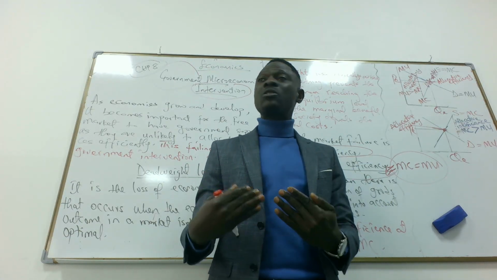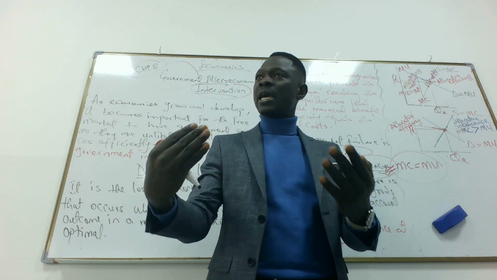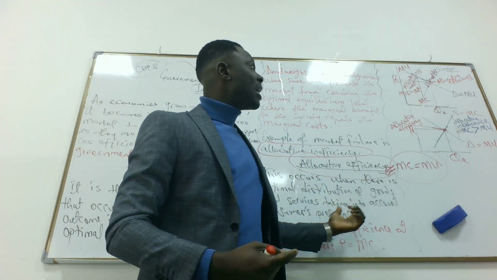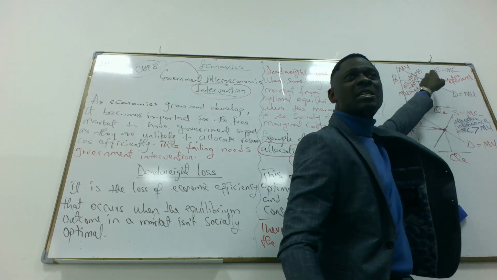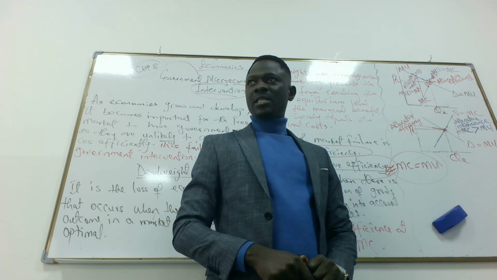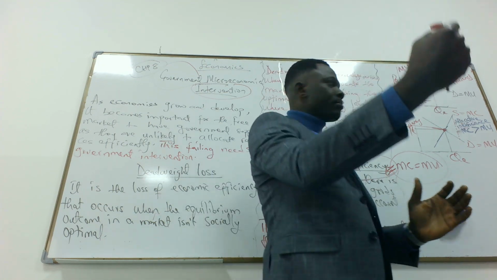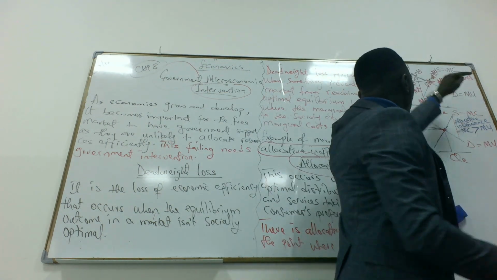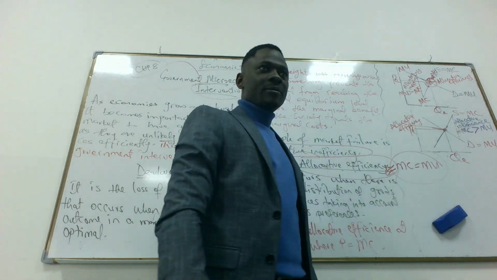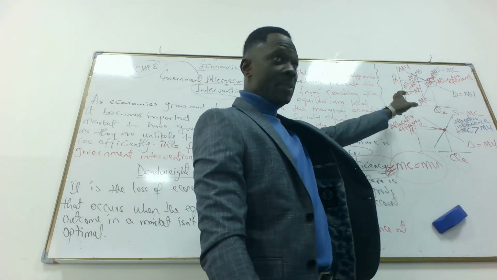So in the exam I might ask you, explain allocative efficiency with the aid of a diagram. It simply means you tell me what allocative efficiency is, and you draw a diagram showing allocative efficiency. Is it making sense now? So any point that is not here is inefficiency.